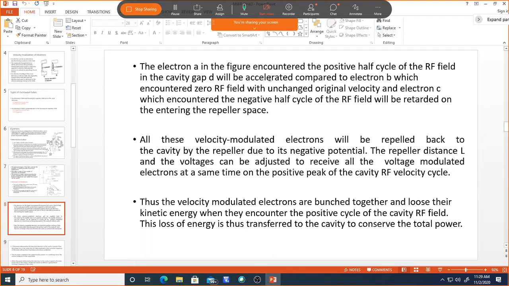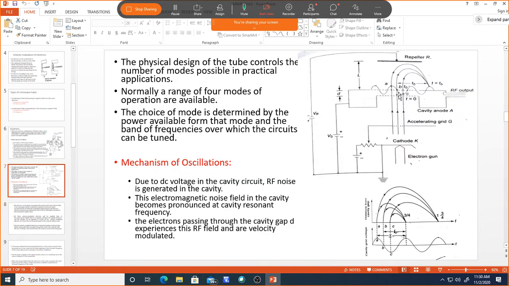So as explained, the electron A in the figure, which encounters the positive half cycle of the RF field in the cavity gap D, will be accelerated. Similarly, for electron B there is no acceleration, so it keeps its original velocity, and deceleration happens for electron C.